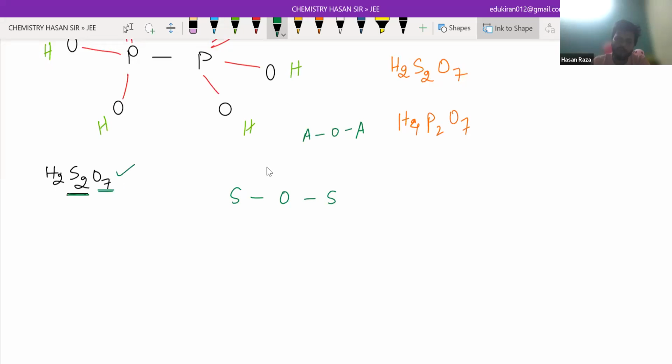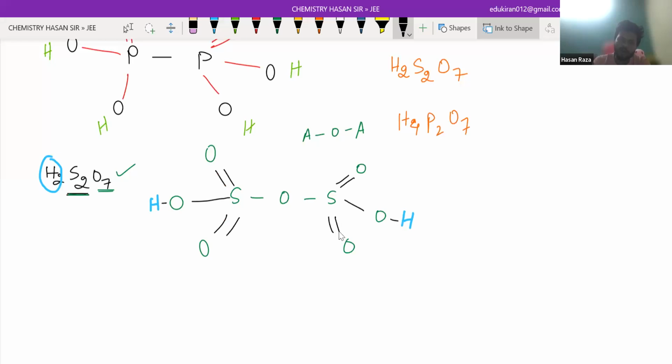Now you have 6 oxygen left, so I'm going to divide this in equal parts: 3 to the right sulfur and 3 to the left sulfur. Also hydrogen is there, so I'm going to give one hydrogen to the left-hand side and one hydrogen to the right-hand side. You can see it will make a single bond because oxygen is in between two atoms, and the rest can be double bond, double bond, and double. In the same way, if you are going for H4P2O7, it's very, very simple.